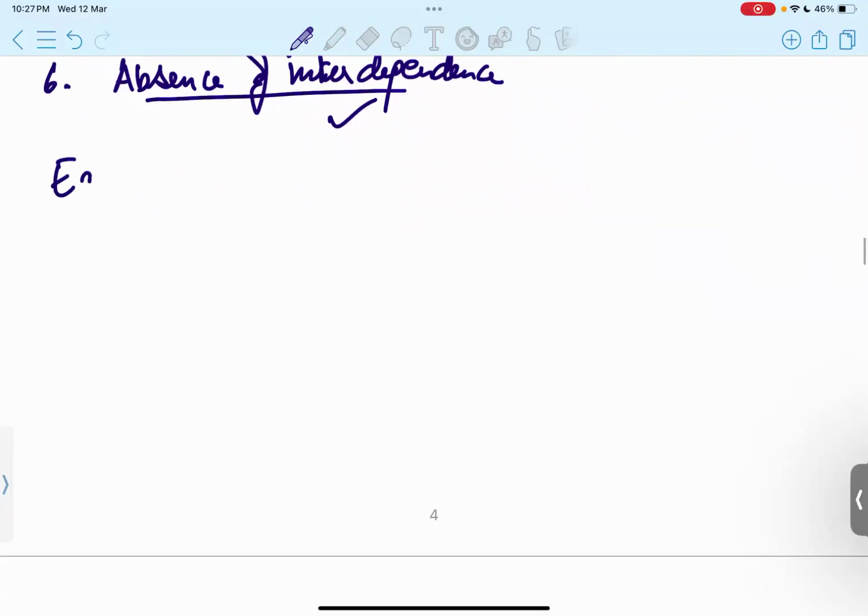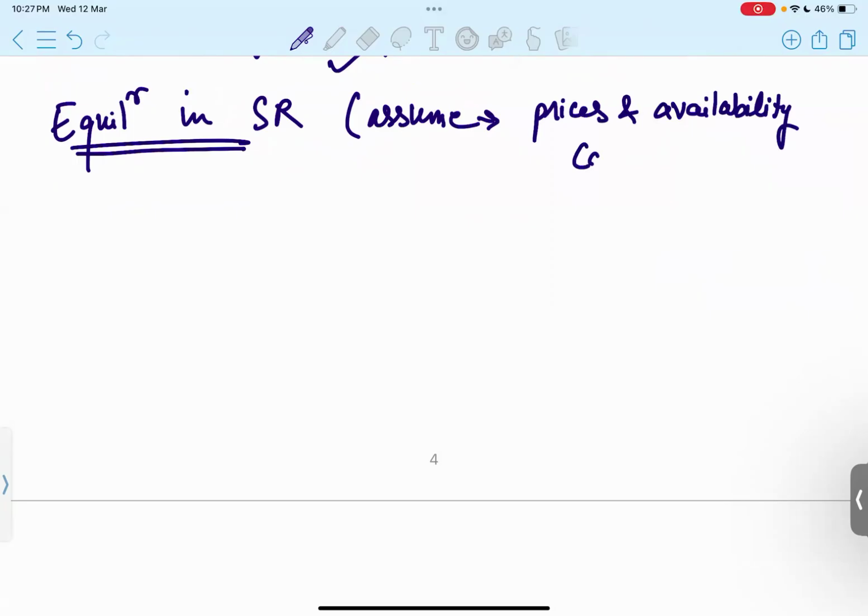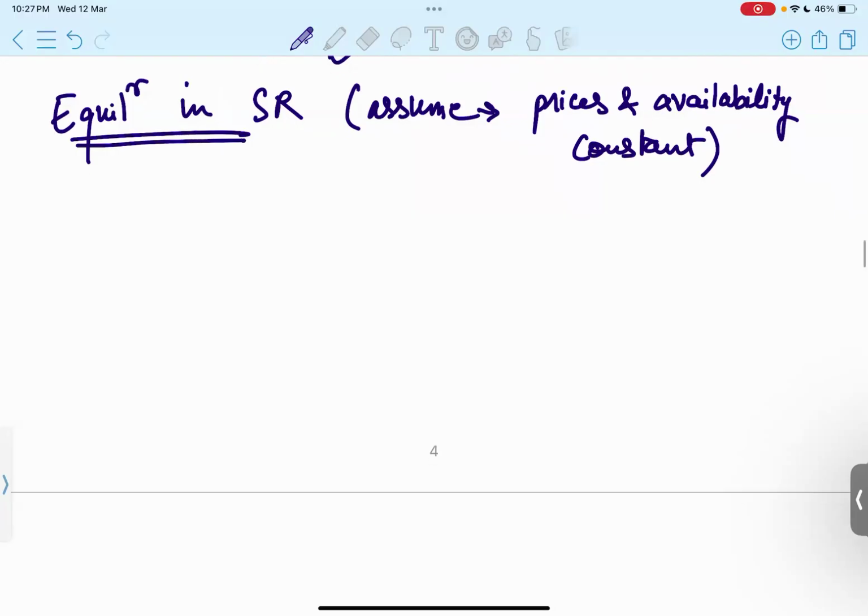We'll now talk about equilibrium conditions in the short run and the long run. First we'll cover equilibrium in the short run. What conditions are to be met in order to achieve equilibrium here? Before moving to the conditions, we assume that prices and the availability of close substitutes are constant, which means the changes in the policies of other firms and players are assumed to be constant in the short run.